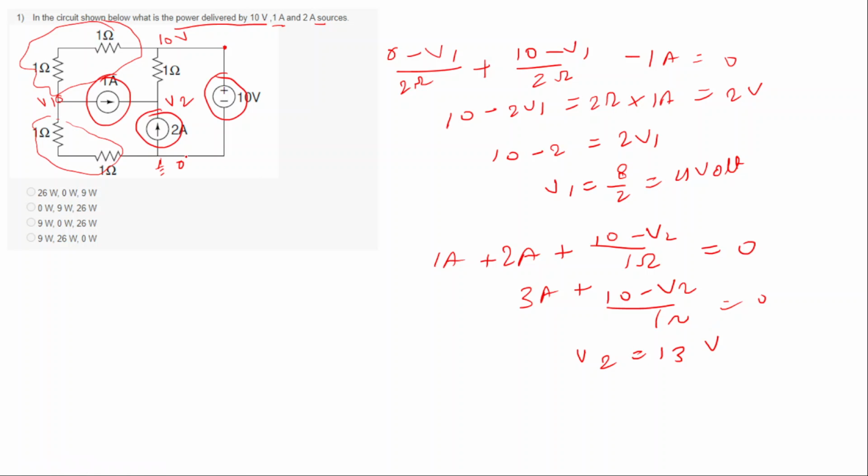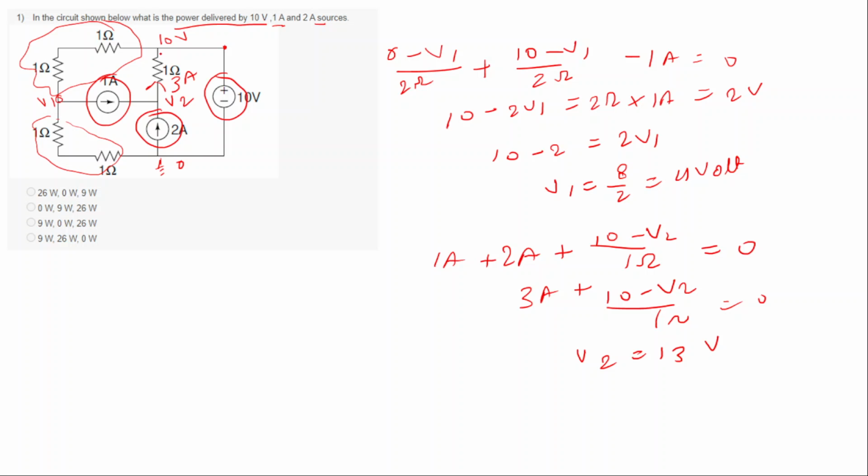Okay, so now V2, we have to find V2. To get the power delivered, we need to find the current. The 1 ampere current is going in this direction, and 2 ampere is going in this direction, so in this branch the current will be 3 ampere.